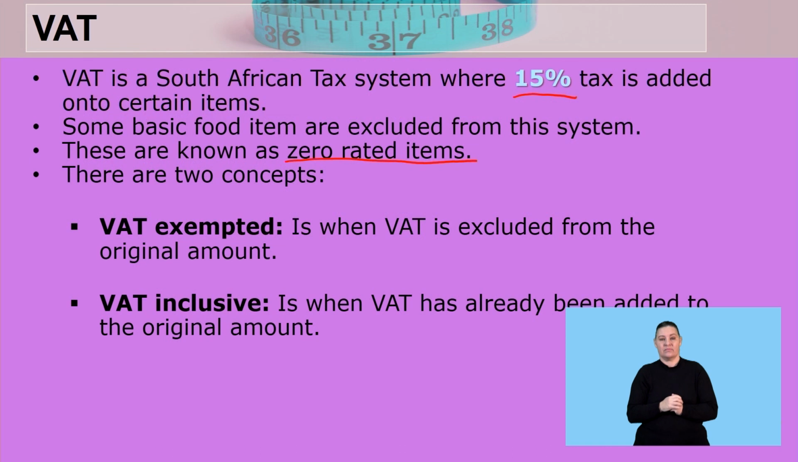There are two concepts. VAT exempted is when VAT is excluded from the original amount. And then we get VAT inclusive, where VAT has already been added onto the original amount. That's usually the amount that we pay at the tills. We have the amount that has VAT included in it already. Let's see what this is all about.